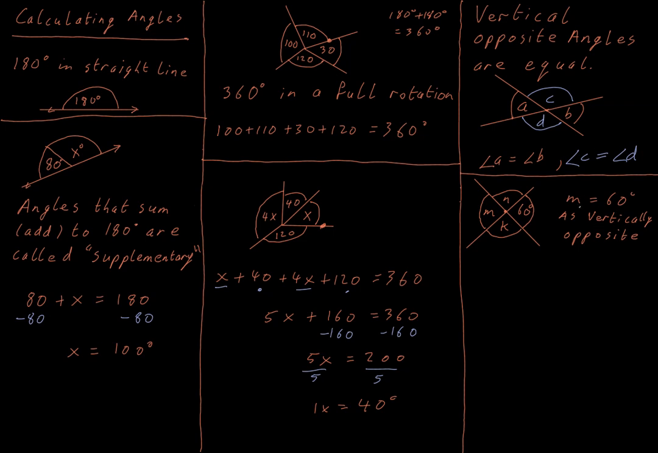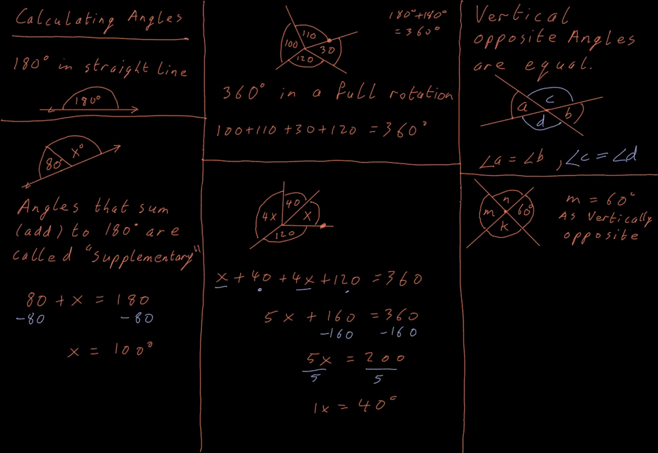So we now know that M is 60 degrees because it's vertically opposite the 60 degrees. So we now have that one sorted. We've got M done. How are we going to figure out N and K? Well, there's two ways that we can look at this, and we're going to discuss both of them.